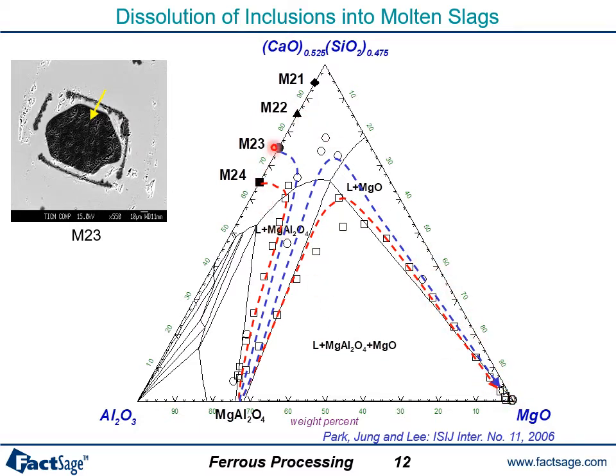But when you go to M23 and M24, if you want to draw the straight line here, then you have to pass this area and this area. This area is, in fact, the liquid plus MgAl2O4 region. Here's the MgAl2O4. And this is the MgAl2O4, MgO, and liquid region, a 3-phase region. When you analyze the composition from the outer side in the slag to the inner side, the MgO particle, we can see how the chemistry changes through this position, and that is plotted as circle points here.